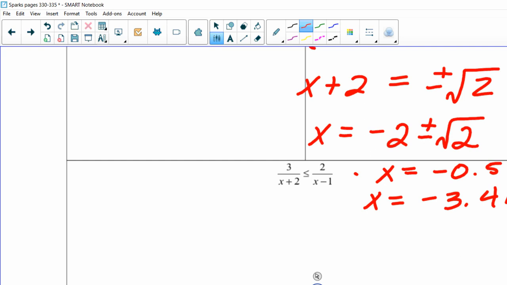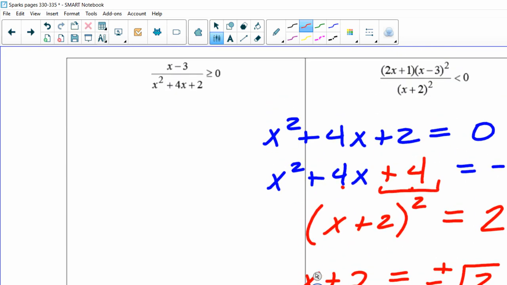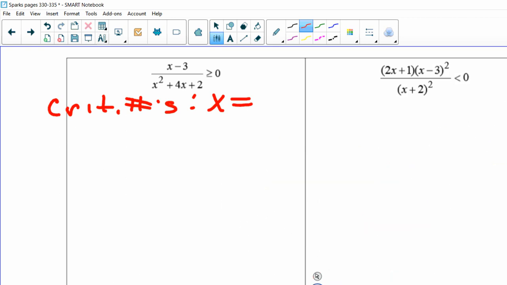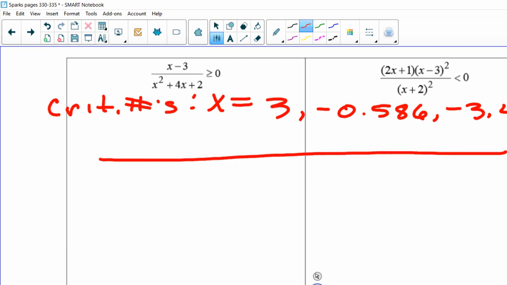So would 3 also be okay? Yes, and we'll take care of that in just a second, but yes. So our critical numbers are x equals those 2 numbers that I just wrote down, plus, as Maribel said, where is that numerator equal to 0? At 3. So 3 and... Oh, that's not what I wanted.